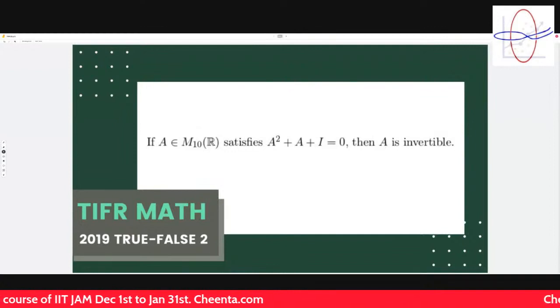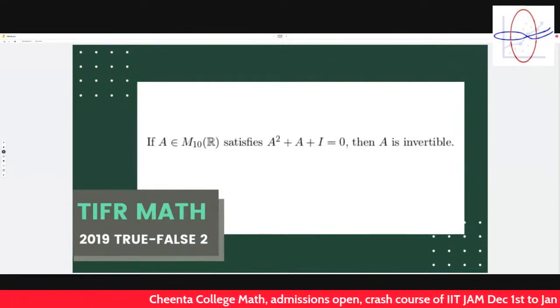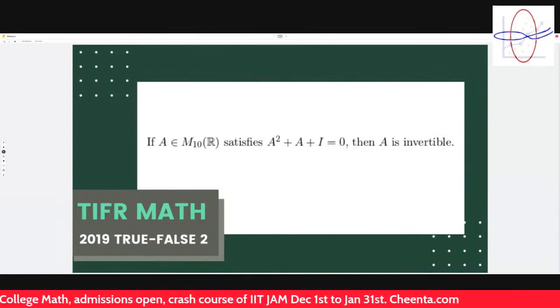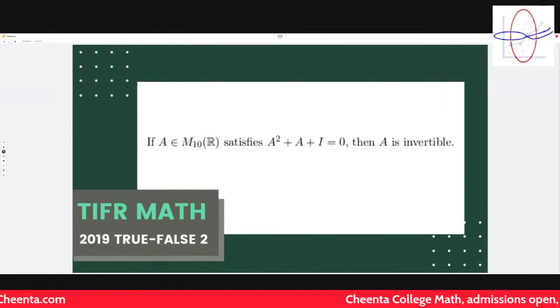Welcome all. Today we will be solving one of the problems from TIFR 2019, which is basically about the basics of a minimal polynomial. If you know the minimal polynomial, then you know how to solve this. It will be quite a short session. There are two observations that you have to make here.